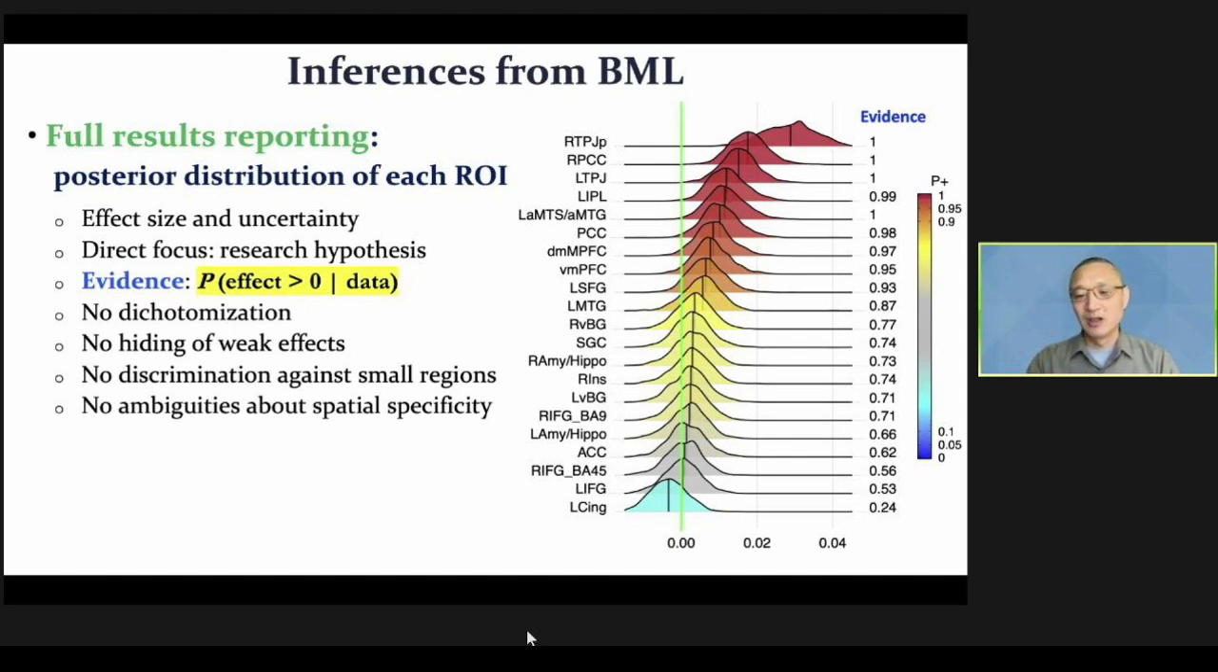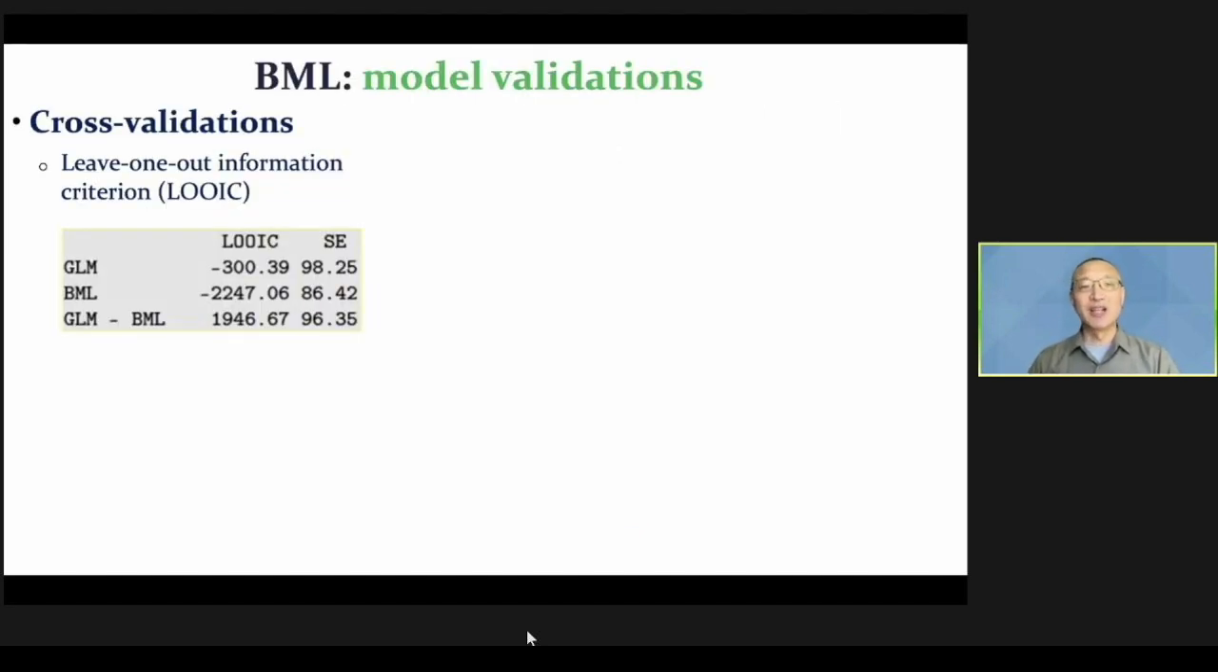So we don't stop there. There is more we can do with the modeling approach. First of all, we can validate the model in different ways. The first is we can use the leave-one-out information criterion. If you're familiar with that, you can see those values clearly show that the Bayesian approach is much better, but we have a better approach.